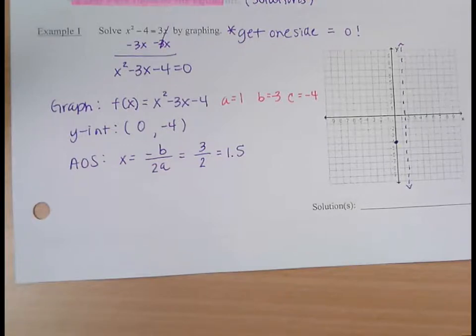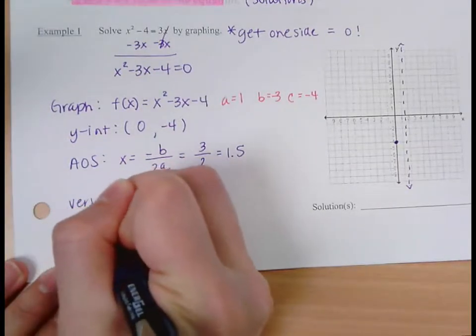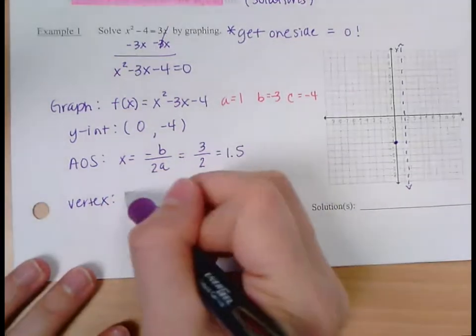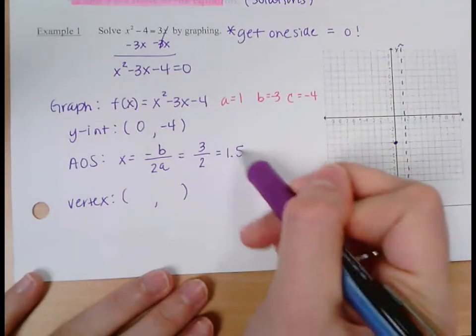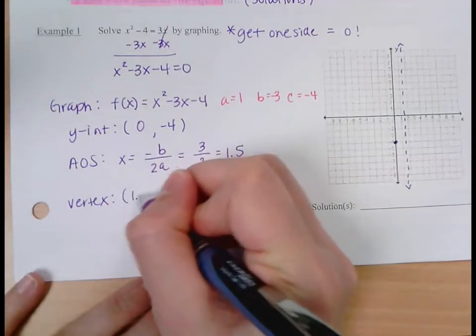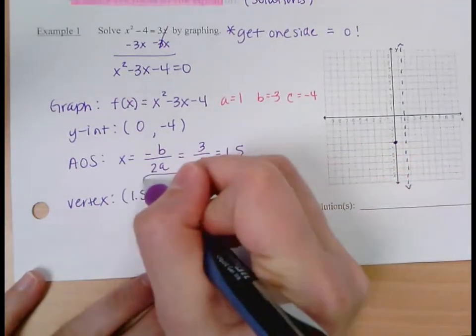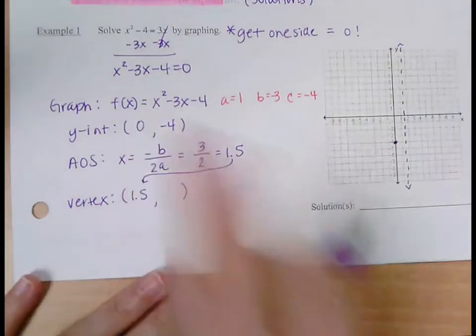And then after the axis of symmetry, what did we find? And we went a little out of order because we did the y-intercept first, but what else is there that we would need to find? Vertex. And the vertex is a point, so how do you find the vertex? The axis of symmetry goes through the vertex, meaning the x value of your vertex is 1.5. Substitute that in to find your y value.